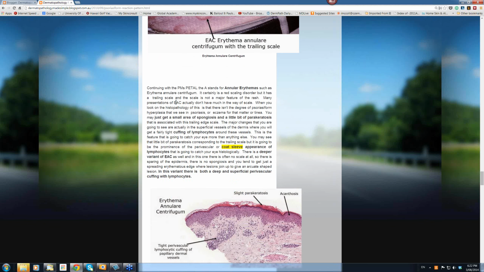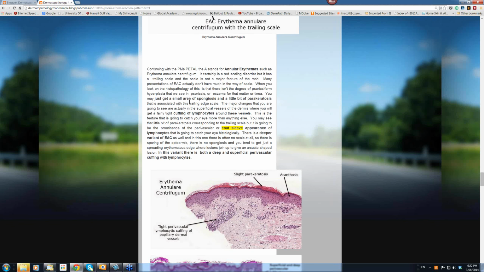There's a bit of that trailing scale, so you should get a little bit of either ortho or parakeratosis associated with it. And what you may just get is a small layer of spongiosis as well, and a little bit of parakeratosis, and not much else. But what you look for in this is the tight perivascular infiltrate, the cuffing that you see around these superficial dermal vessels. And it's lymphocytic when you look in. And you've got that little bit of parakeratosis there, some orthokeratosis, wee bit of acanthosis here. And this is the trailing scale, the parakeratosis that you're seeing up there. And this is the coat sleeve appearance of the lymphocytes.